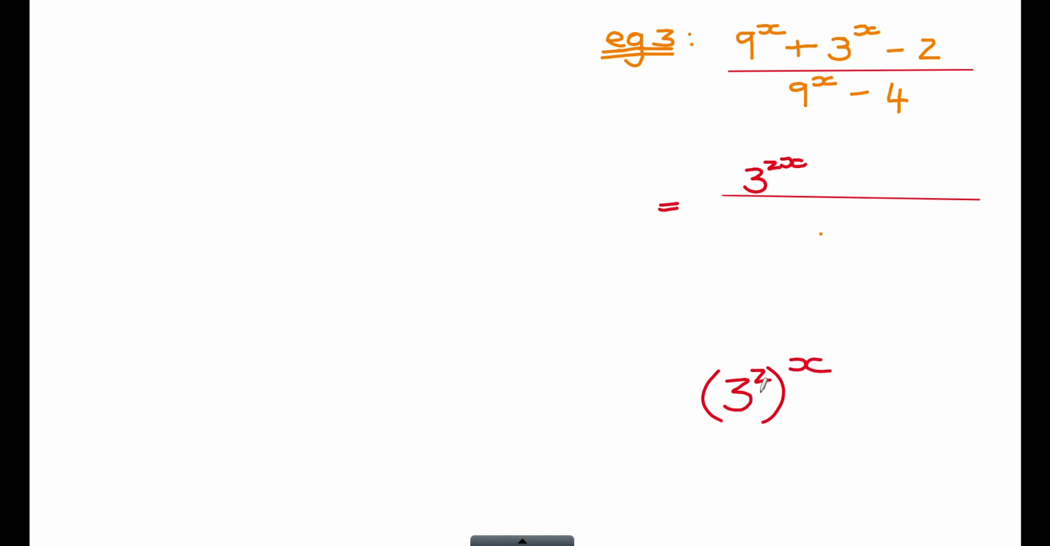Because now 3 to the power 2 is 9. And then what I've got to do is multiply those two. And that's how I get to 3 to the power 2x. Is everyone with me? Good. Okay, then plus 3 to the power x minus 2. Below the line, same story, that 9 to the power x, I'm going to change that to 3 to the power of 2x minus 4.